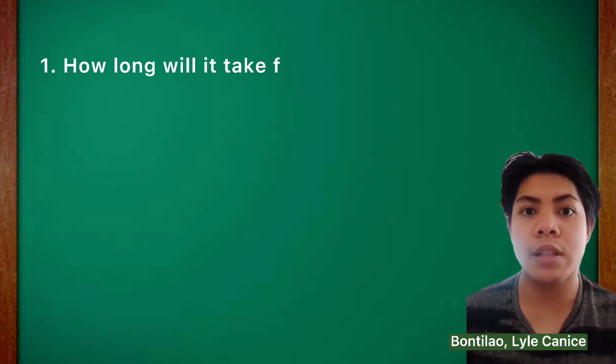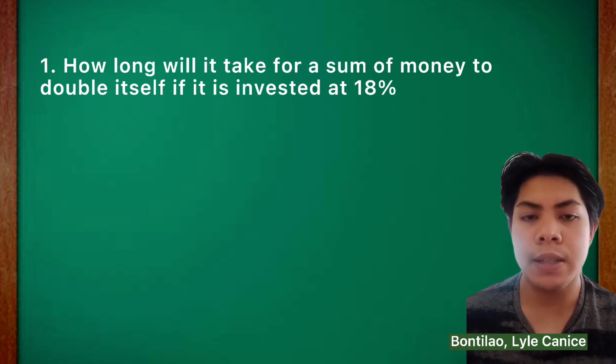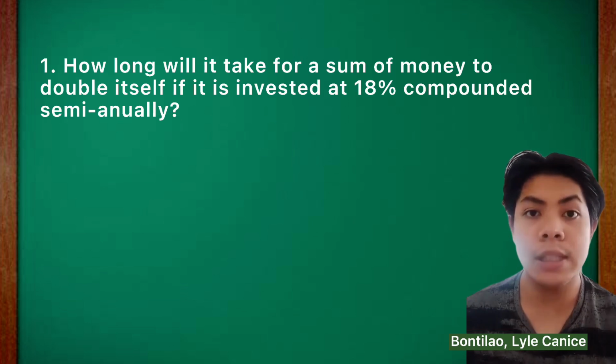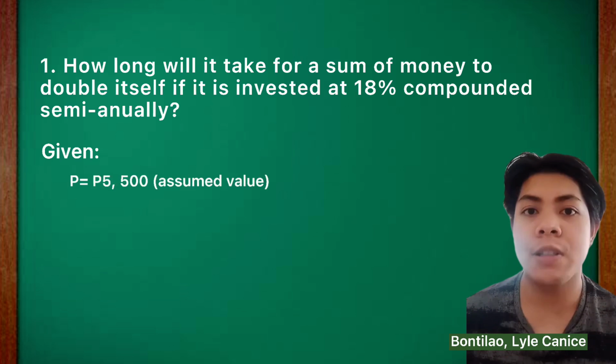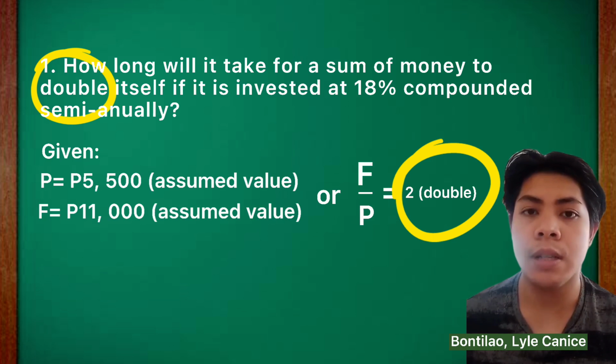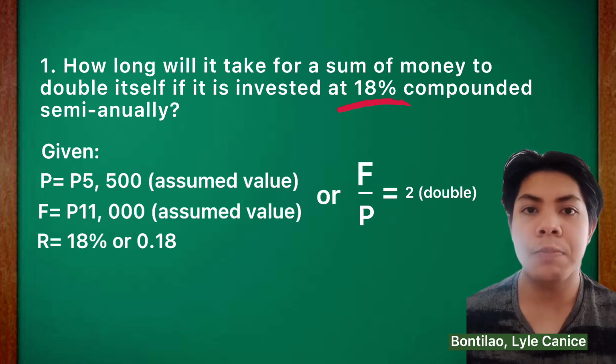Hello everyone, my name is Lyle Bontilao, and I'm here to introduce a problem, and we're also going to solve it. The first problem will be, how long will it take for a sum of money to double if it is invested at 18% compounded semi-annually? Since there's no given amount, we will just assume that the principal will be 5,500, the final amount will be 11,000, and the rate will be 18%.